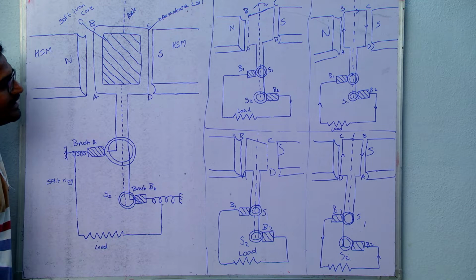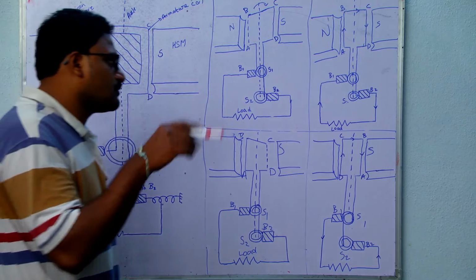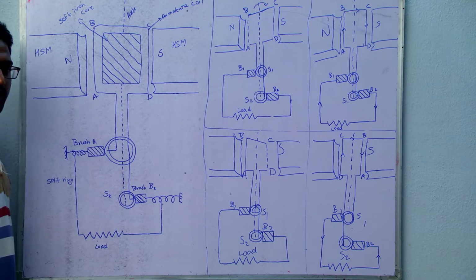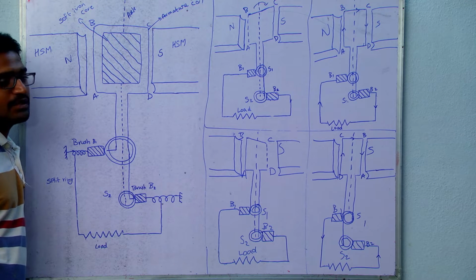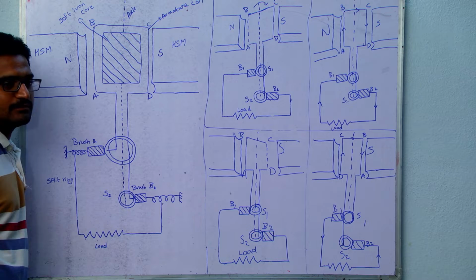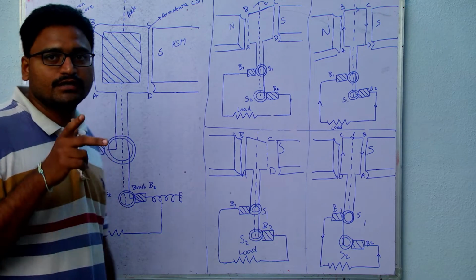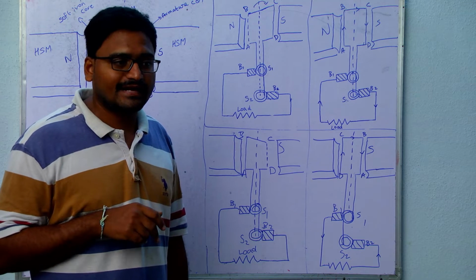Because of that EMF, a current is induced. If the coil is closed, the current flows through the coil. So what is the direction of the current? How do we get the direction of the current? From Fleming's right hand rule.